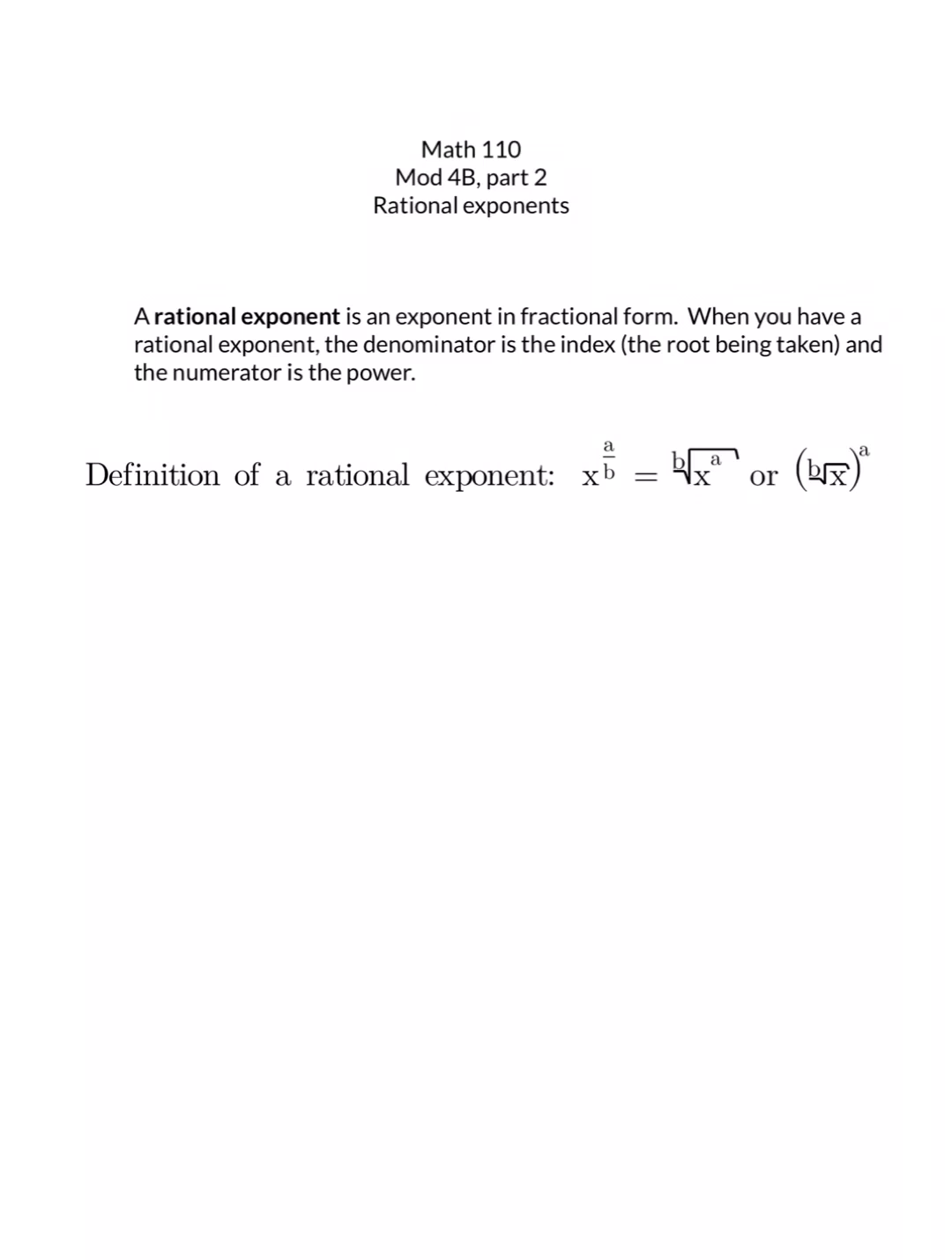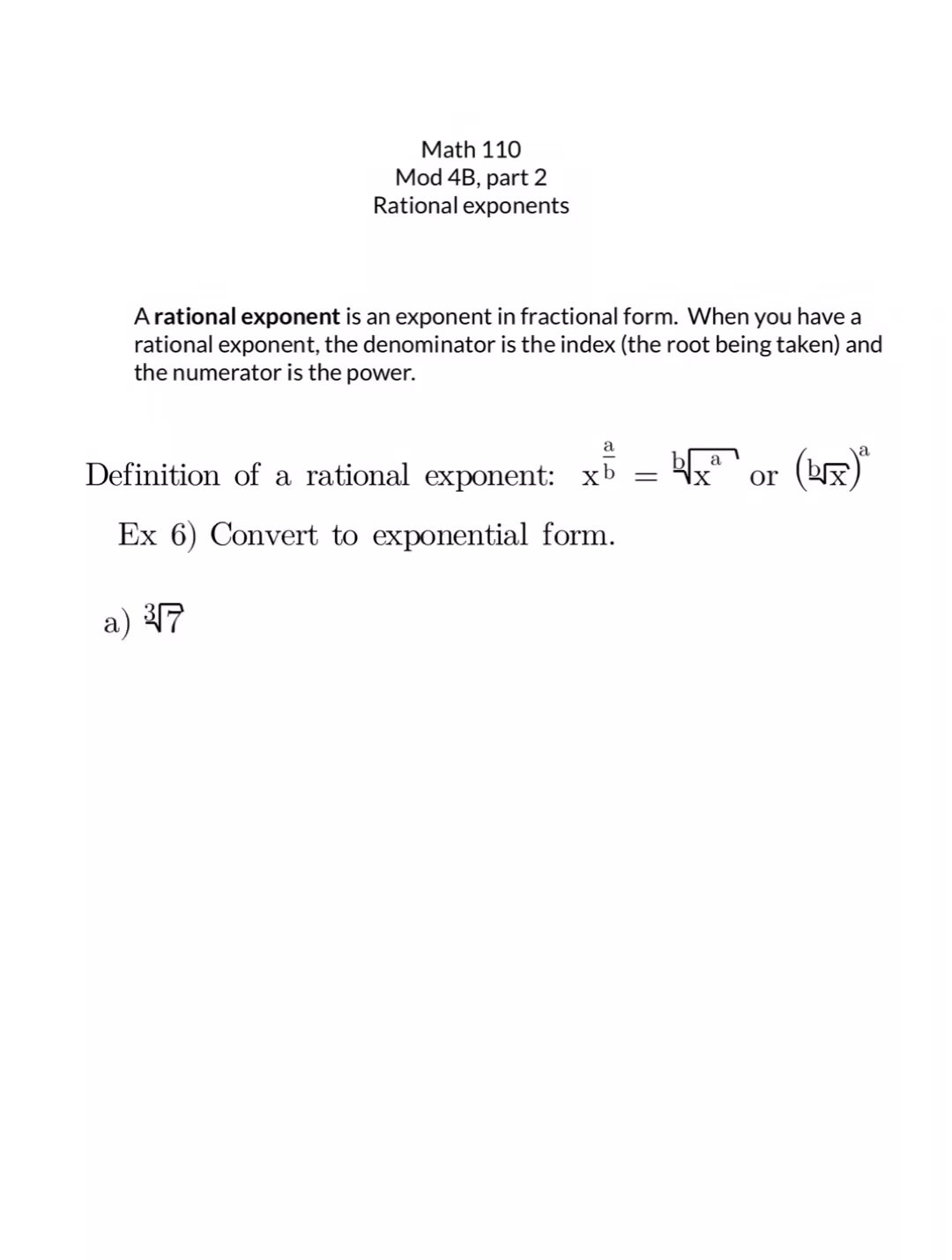The definition of how to use a rational exponent is that if you have x being raised to the a over b power, you have two choices of how you can write it. You can write it as the b root of x to the a, or the b root of x that's being raised to the a. The second version is generally the easier version, especially when you are dealing with numbers and not just variables.